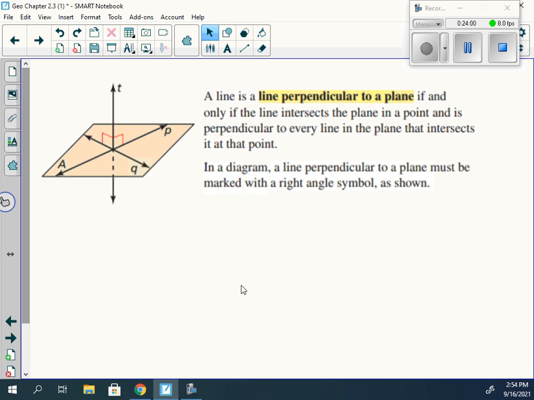Now we do have a few more, and the last few are not as bad. We're not actually going to have to write more than a word for most of them. A line is perpendicular to a plane if, and only if, the line intersects the plane in a point and is perpendicular to every line in the plane that intersects it at that point. So it's going to be perpendicular to every line that I could create on the plane through that point. In the diagram, a line perpendicular to a plane must be marked with a right angle symbol as shown. We could use two, or we can use at least one. It needs at least one to show that it is a right angle.